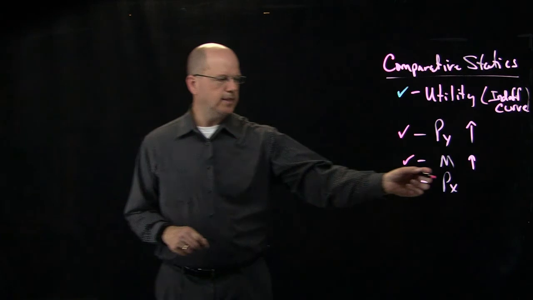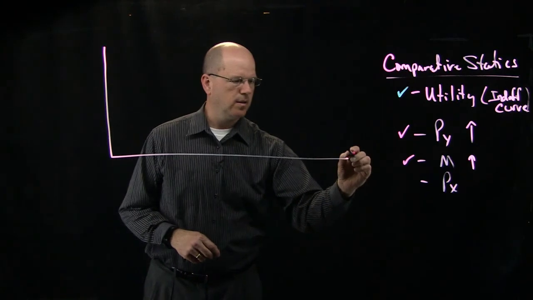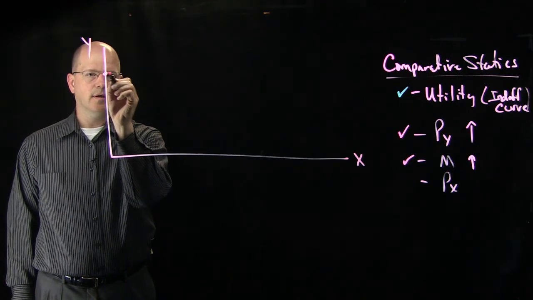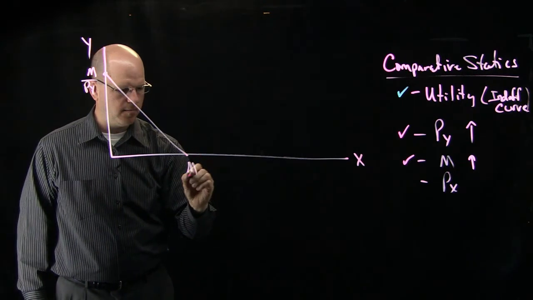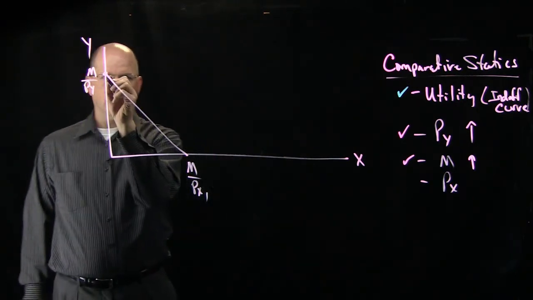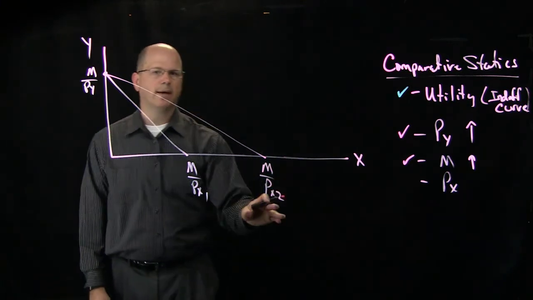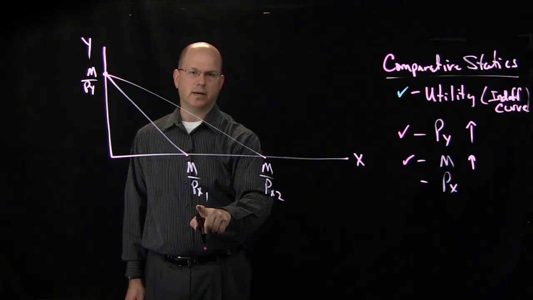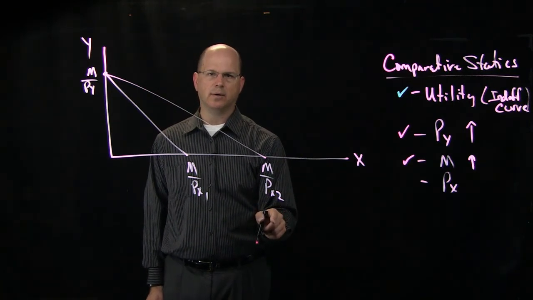So let's do our last comparative static, the price of X changing. And again, we start out with M divided by PY and M divided by PX1 and M divided by PX2. So what had to happen to the price of X if I shifted my endpoint on the budget constraint, or feasible set, from here out to here? Did the price of X go up or did the price of X go down?